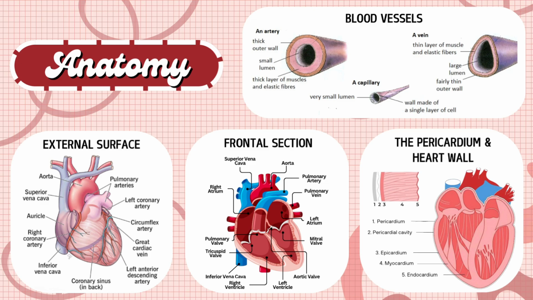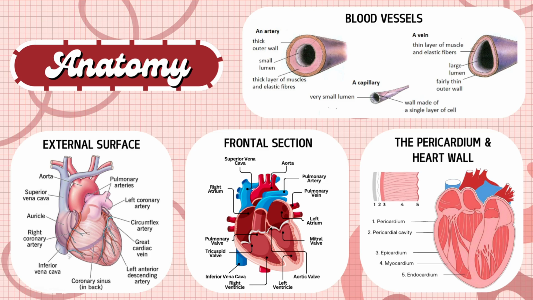The right ventricle is situated below the right atrium and pumps the oxygenated blood into the pulmonary artery, which sends it to the lungs for oxygenation. Meanwhile, the left ventricle is located beneath the left atrium and pumps oxygenated blood into the aorta, which distributes it to the rest of the body.